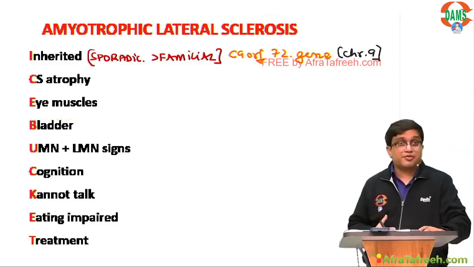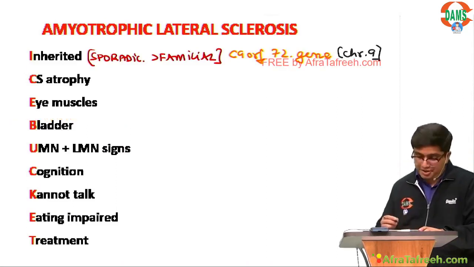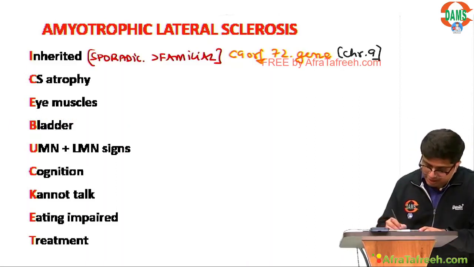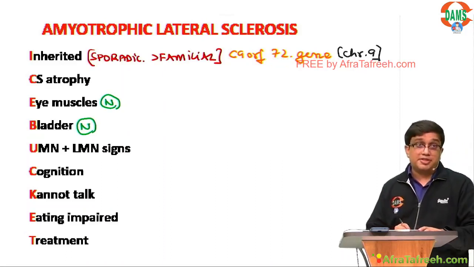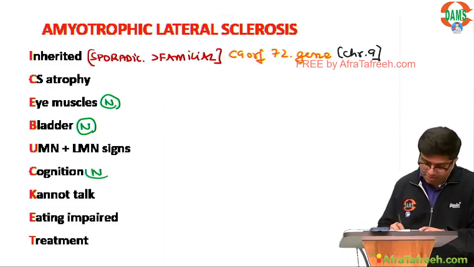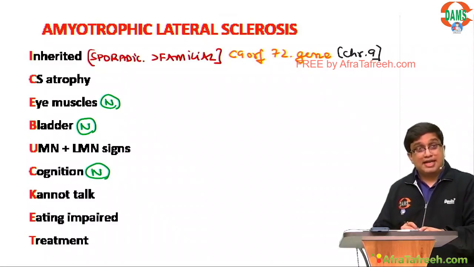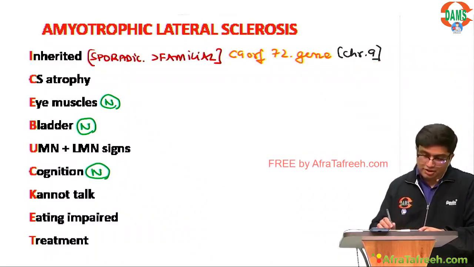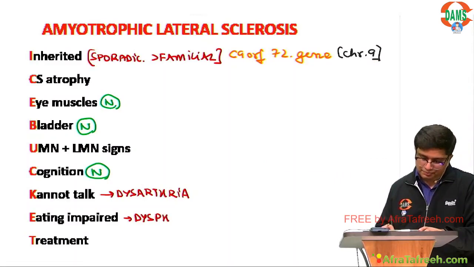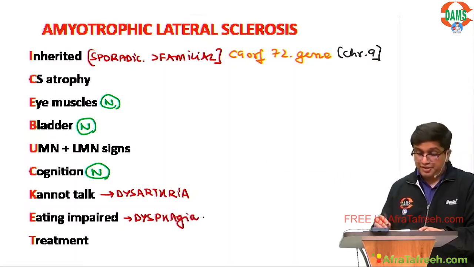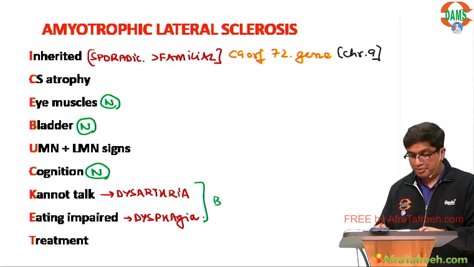In these patients, we have atrophy in the corticospinal tract. Please do remember, the eye muscles and the bladder are perfectly spared in them. They have a mixture of UMN and LMN signs. Cognition is normal. Talking and eating are impaired. Talking impaired is known as dysarthria. Eating impaired is known as dysphagia. That reflects the bulbar problem.